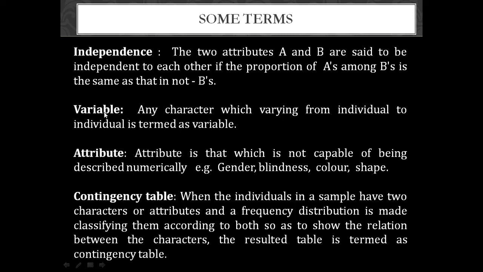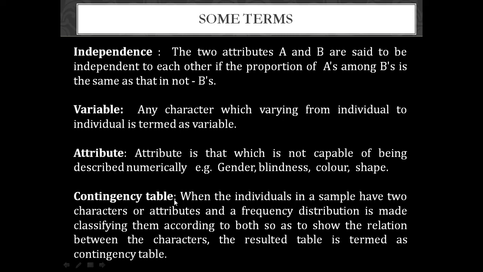The second terminology is the variable: any character which varies from individual to individual, just like height. It varies from person to person, so we call it a variable. An attribute is something that is not capable of being described numerically, that means you cannot measure it, just like gender, male and female, blindness, color, shape. So they are known as attributes. That is basically the difference between an attribute and a variable.